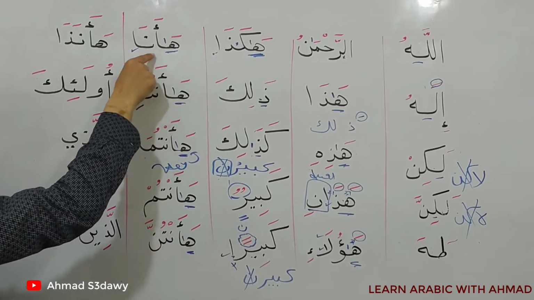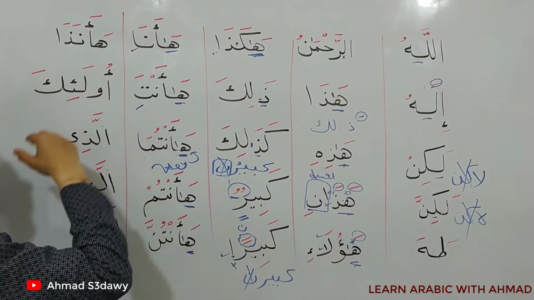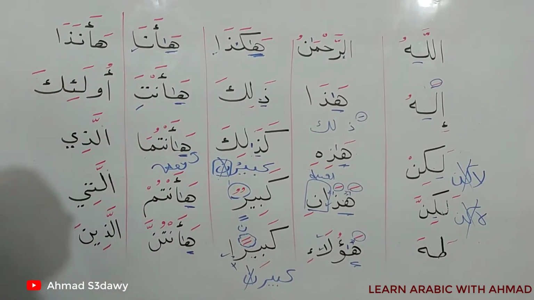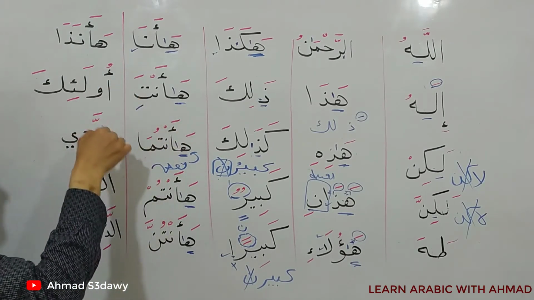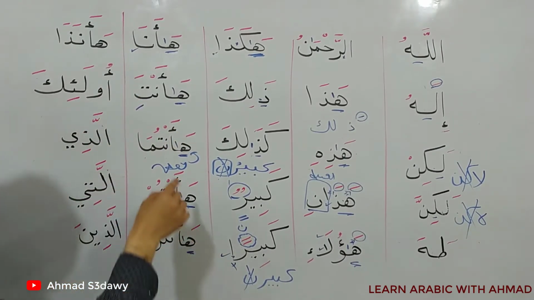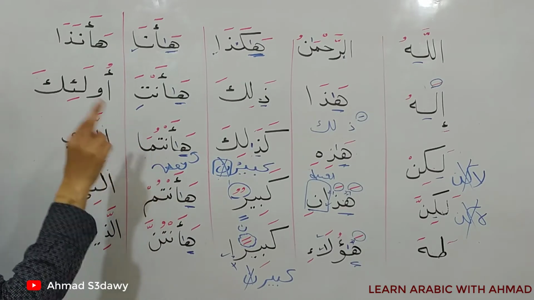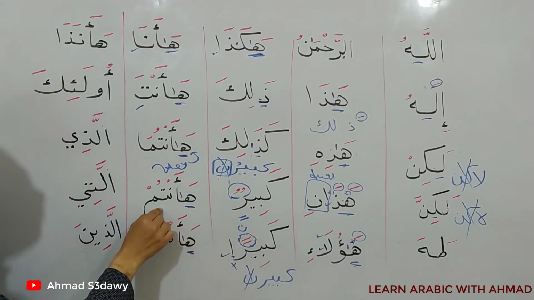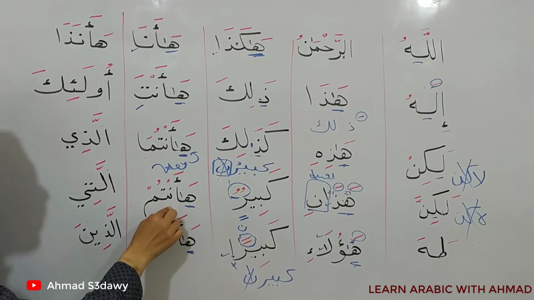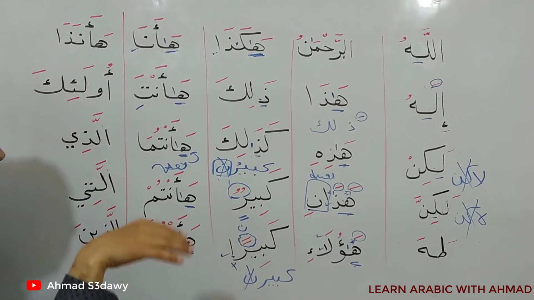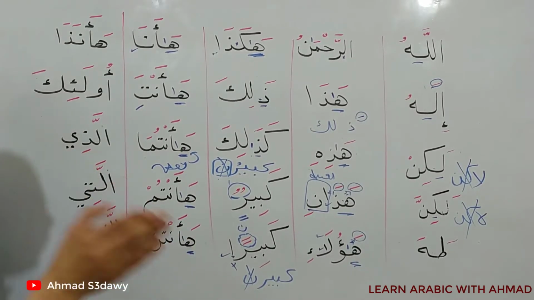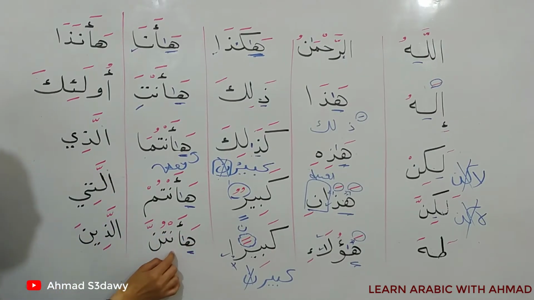Like ha ana, here I am. Ha anta, here you are, masculine, Ahmad. Ha anti, here you are, feminine. Ha antuma, here you are, both of you. Ha antum, here you are, like guys, plural, masculine. Ha antunna, here you are, feminine, or women or ladies, plural, feminine.